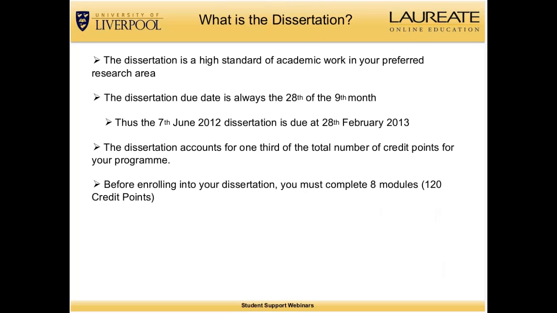The dissertation accounts for 1/3 of the total number of credit points in your program. The total number of points is 180, and 60 of these credit points are for your dissertation, and 120 credit points are for the 8 modules that you enroll in. So each module will be worth 15 points, and your dissertation will be the equivalent of 4 modules.